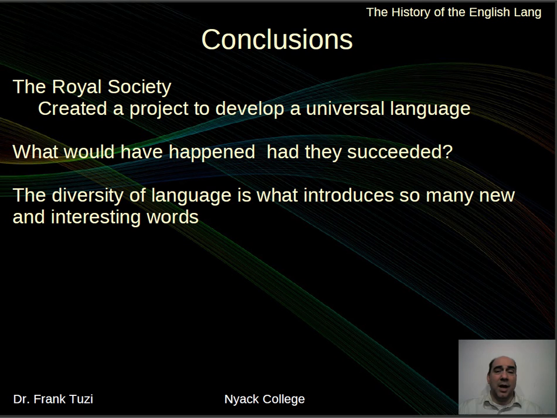Now, the conclusion of this time period, we have the Royal Society, who decides to create a project to develop a universal language. Big change that's going to happen because of this project, okay? Interesting question that I had is, what if they would have succeeded? Everyone would have had the same language then, right? Everyone would have been universally speaking the same language. Would that have been a plus? Maybe. Would it have been minuses? Most definitely. There are going to be things that you lose because you've lost diversity.